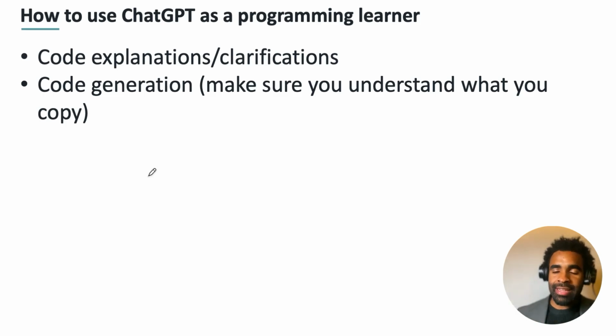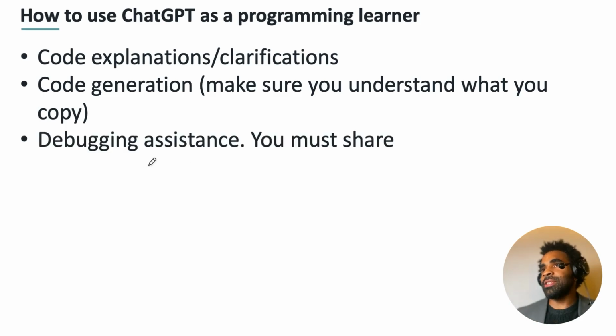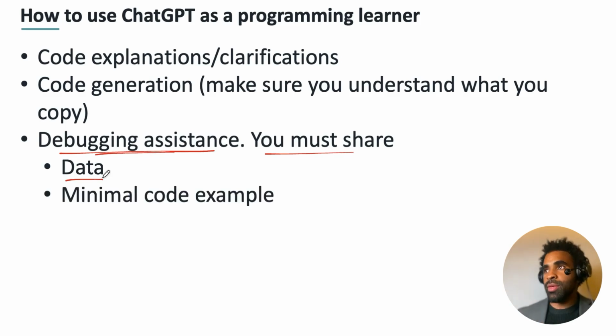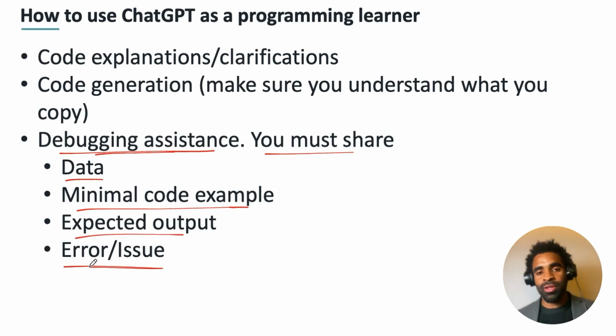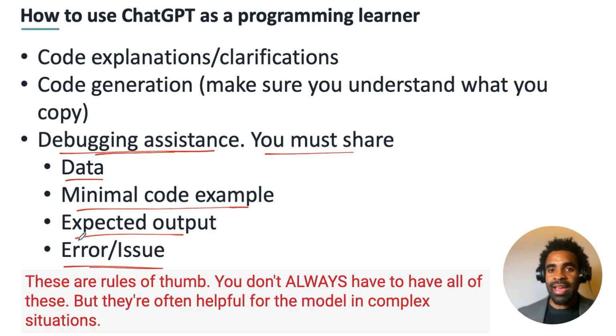Now for our last example of how you might want to use ChatGPT, it's amazing for debugging assistance, but importantly, when you're trying to get debugging help from ChatGPT, you must share a few things. You must share the relevant data that you are working with, a minimal code example, the expected output, and the error or issue that you are facing. Okay, so these are essentials for anyone, including ChatGPT, to understand the problem that you are having.